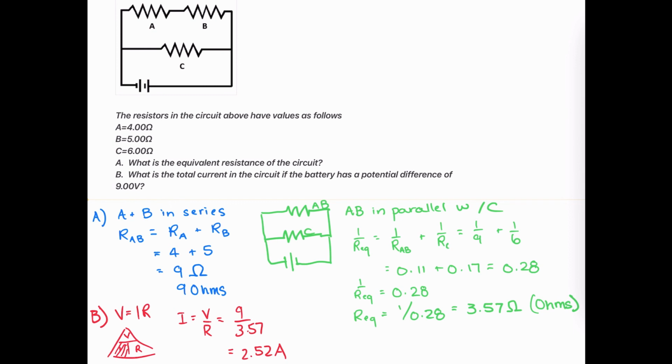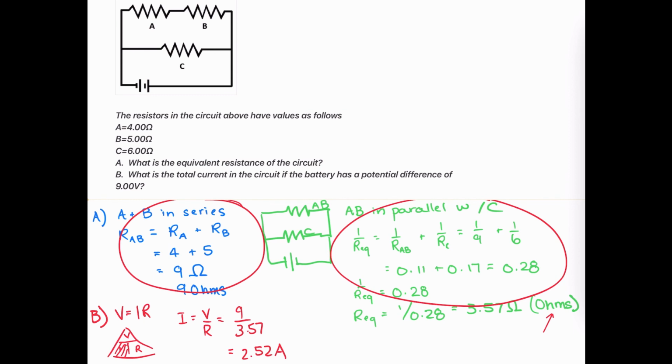Okay, so for this problem, you will get points for knowing how to do that. You will get points for doing these calculations. You will get points for having the correct units on these. You will get points for showing your work here. You will get points for the correct answer and for showing your units on part B.